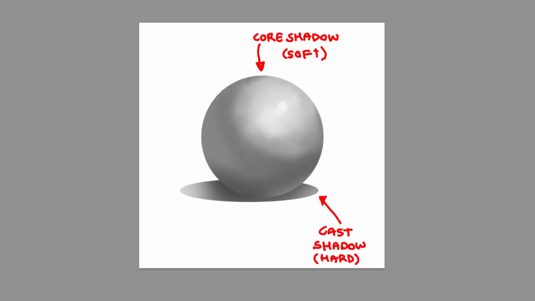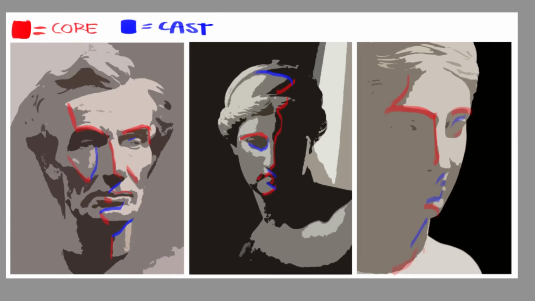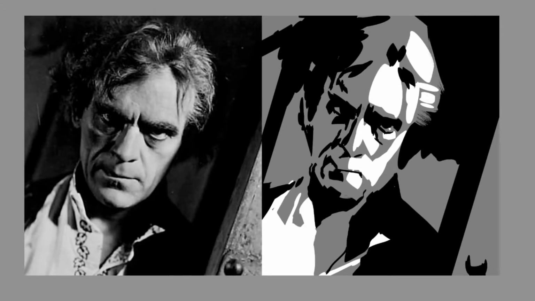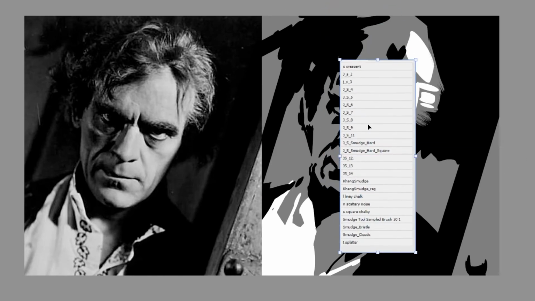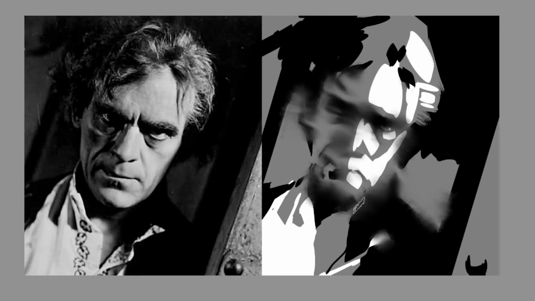So going back to the core and the cast shadow stuff, and going back to these statues and thinking about how they work, we're just going to identify which shadows are core, which shadows are cast, and we're going to grab a smudge tool. I use this down here. I use Smudge Clouds from John Park's tool set. But you could do this in theory with a soft round brush.